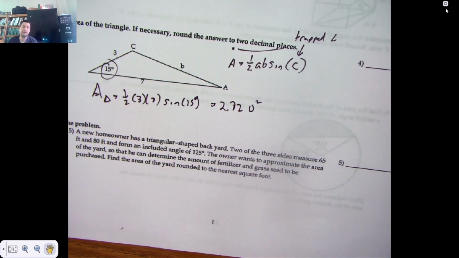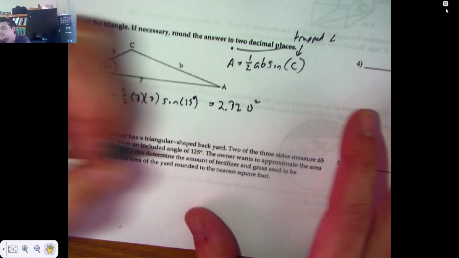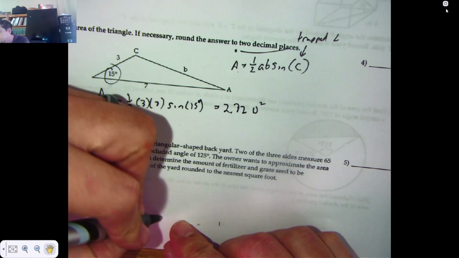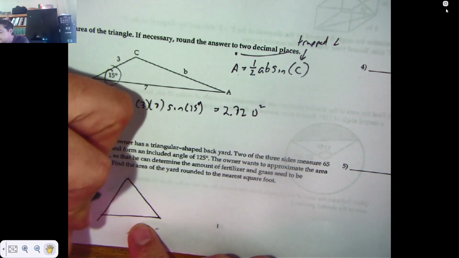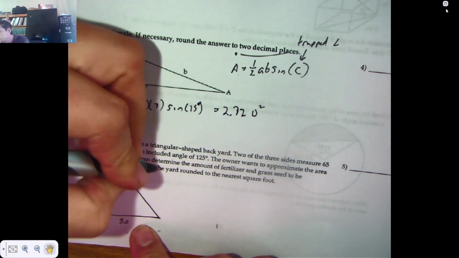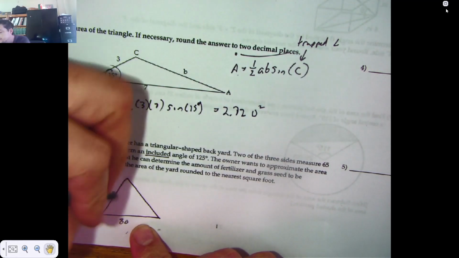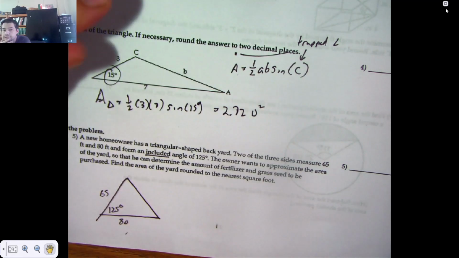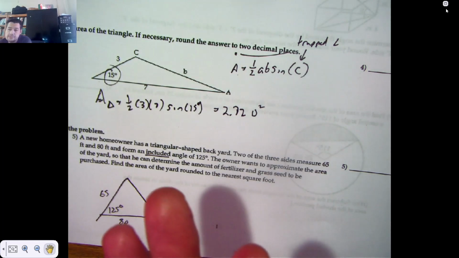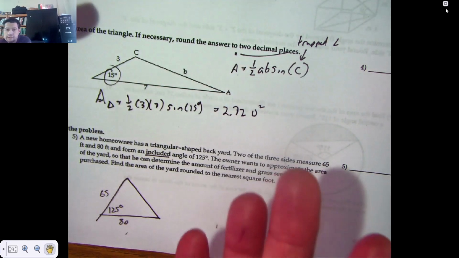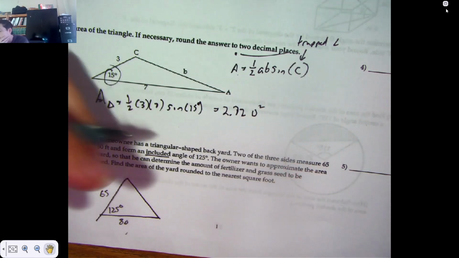New homeowner has a triangular shaped backyard. 2 of the 3 sides measure 65 foot and 80 foot and form an included angle of 125 degrees. So the dude, for some odd reason, has a triangular yard. 2 of the sides measure 65 and 80, and the key word there is included, which means lies between, of 125 degrees. They want to approximate the area of the yard, which makes sense. I mean, some of you guys have experience with finding areas of triangles for land measurement. It's what you do.